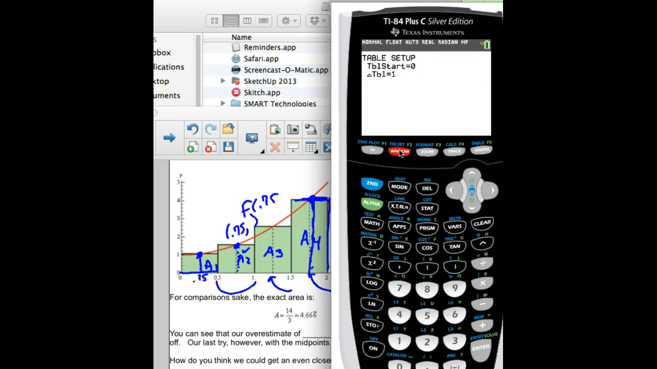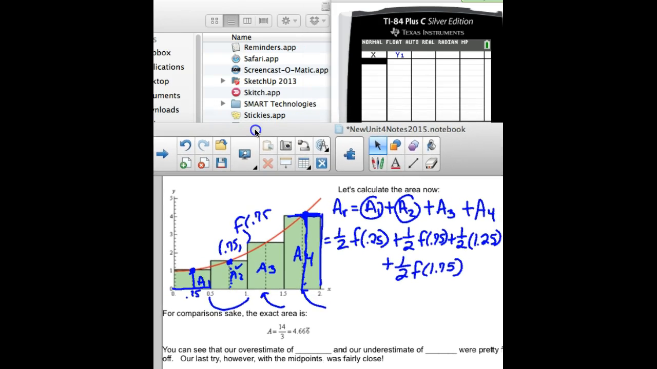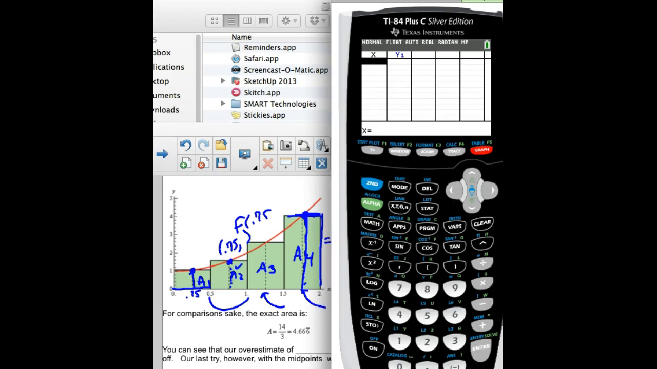I'm going to go to table set, and if it isn't already, you're going to go down and set it over to ask and hit enter so that when you create the table, it can be tailor-made to whatever you would like it to be. So now when you go to your table, you are allowed to enter the values that you would like. So if you can kind of take a look, I want f of 0.25. So in my table, I'm going to do 0.25, 0.75, 1.25, and 1.75. And those specifically, that's where if you set it to ask, it's kind of nice.